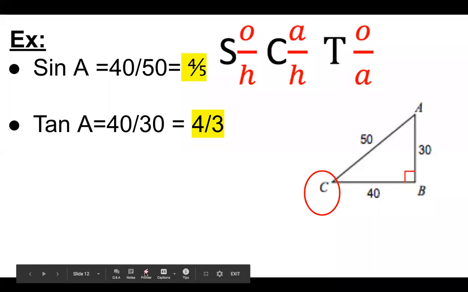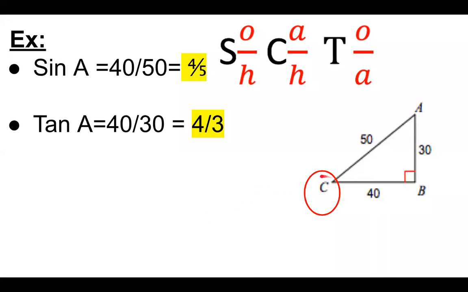Let me get my pointer. So again, the next question is going to ask us about angle C. That means I erased all my labelings because now I need to relabel. The side opposite of angle C now is going to be the 30. This is opposite.